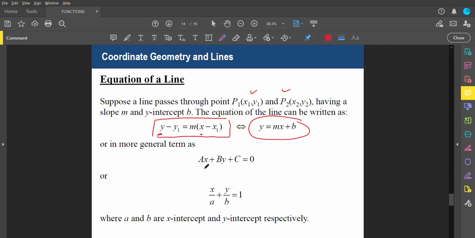Or in a more general term, you can also rewrite this y equal to mx plus b in this form as ax plus by plus c equal to 0, or you can also write it in this form, x over a plus y over b equal to 1. a and b are the x-intercept and y-intercept respectively. So these are just different ways to write the equation of a line, but it doesn't really matter to me. You can choose any of these, as long as it's the correct one, then I will still accept it. Unless it's stated that you have to write in the form of y equal to mx plus b, then you have to write in that form. But if it is stated generally, give me an equation of a line, you can choose either this one or this one.